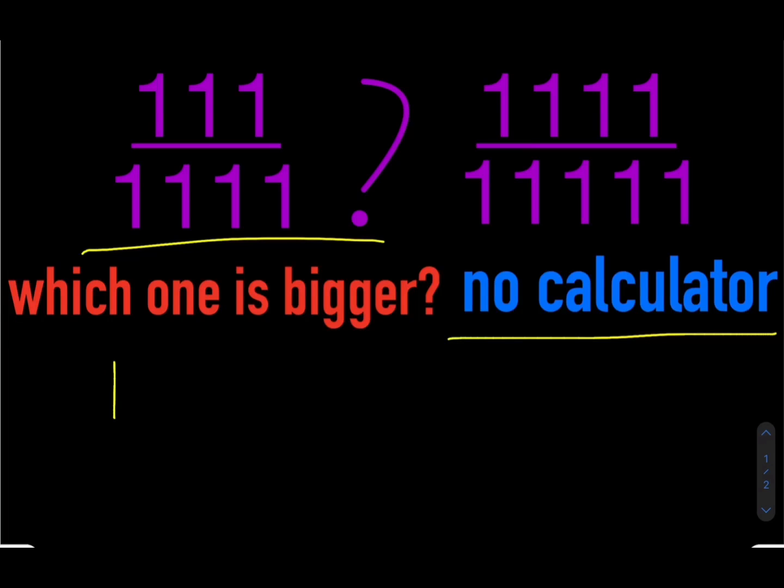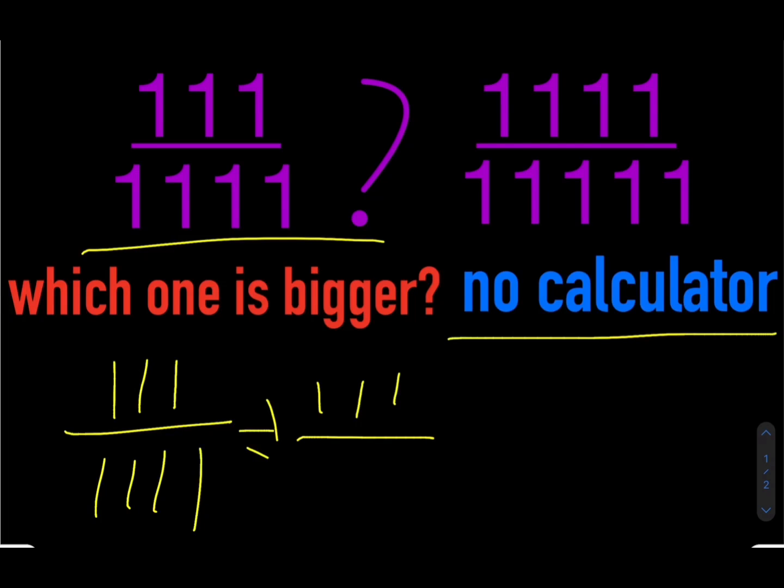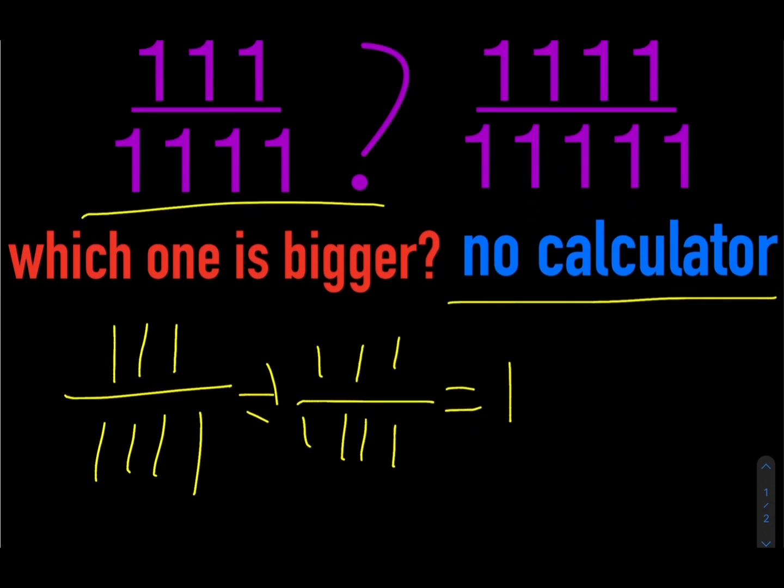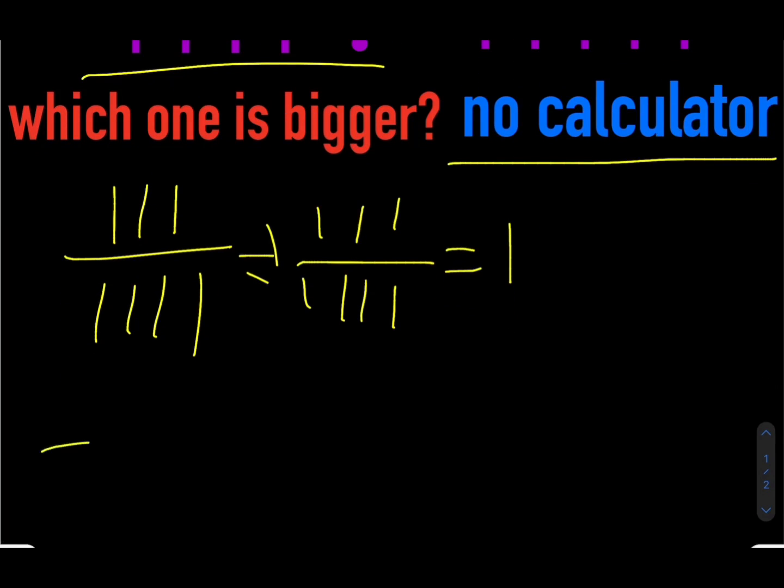So let's take a look at the first number, which is 111 divided by 1111. We're going to be dividing this number by the number itself. So that would give us 1. And since we don't want to change the results, we would also need to do the exact same thing to the other number.